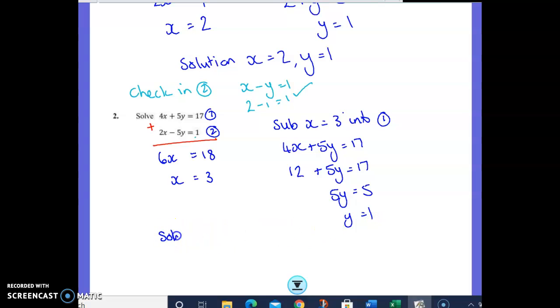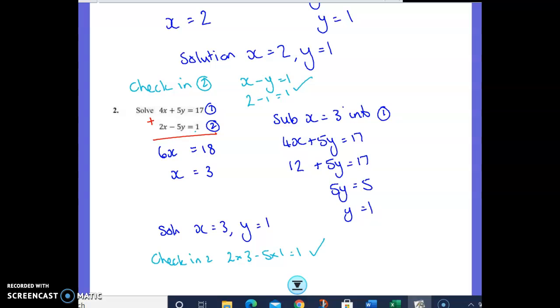That's my solution. So x equals 3, y equals 1. Do a quick check. 2 times x, 6. 5 times 1 is 5. 6 take away 5 gives me 1. Okay, so we check in 2. Doesn't need to be a written down check. It could be a mental check. So that all works out perfectly.